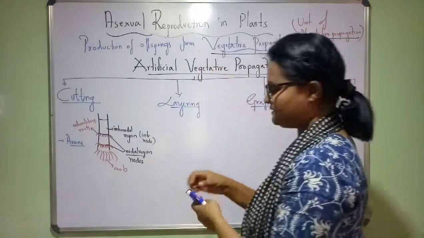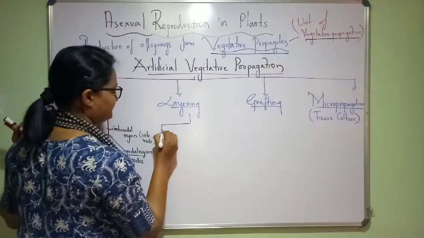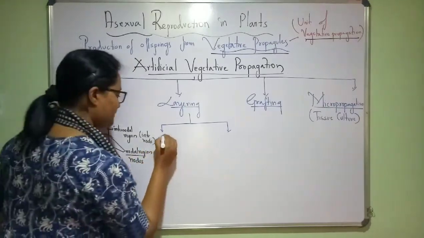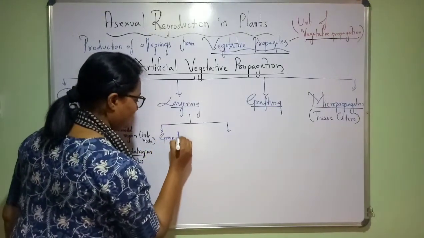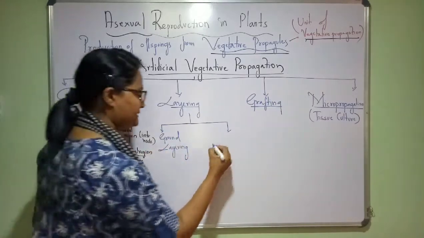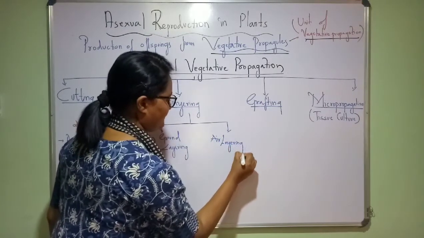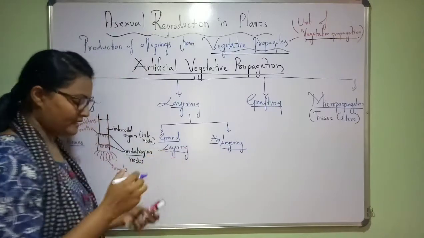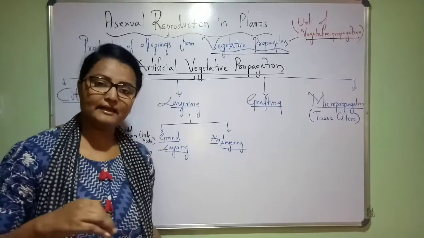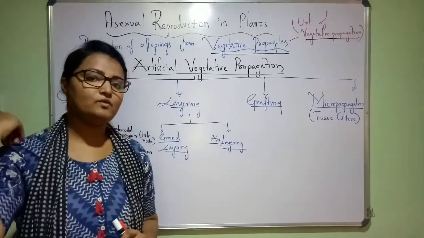Okay, so the next thing is layering, and based on its performance, layering is classified into two types. One is ground layering, and the second one is air layering. As the name indicates, ground means soil level, ground level. Air layering means above the ground level, into the air or atmosphere.